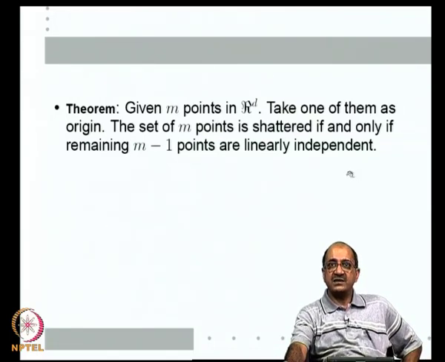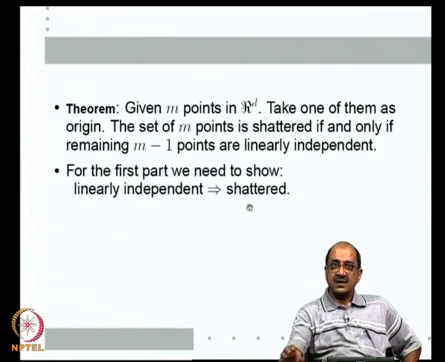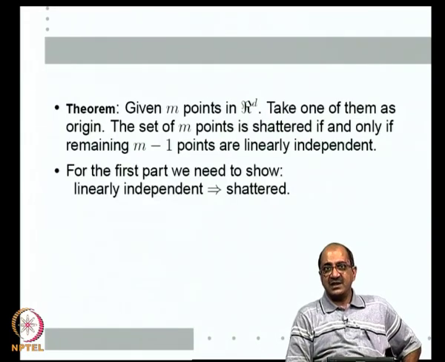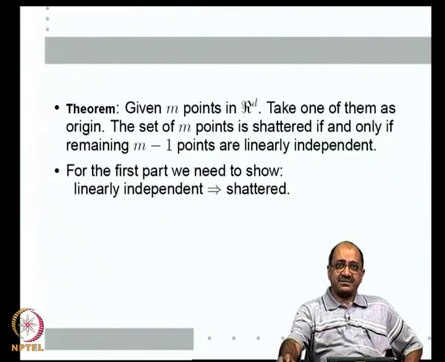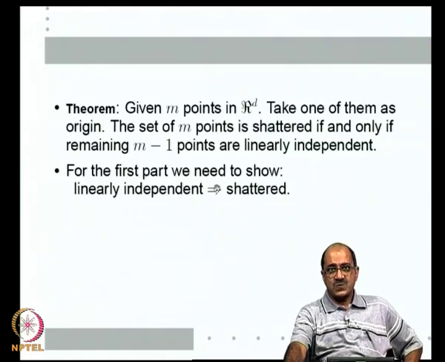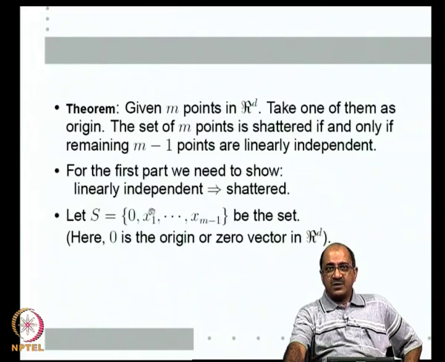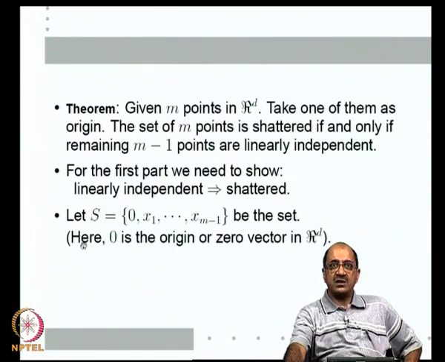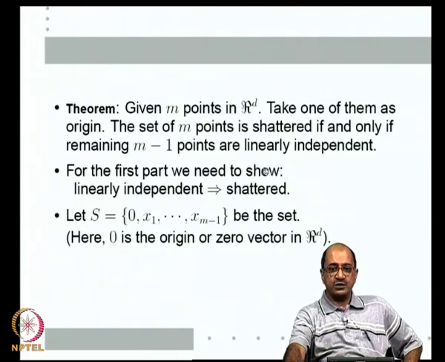The set of m points is shattered if and only if the non-zero m minus 1 points are linearly independent. To show this, because it is if and only if, I have to show that linearly independent implies shattering, and shattering implies linearly independent. For the first part, let us show that linear independence implies shattering. We are given a set of points: 0 and m minus 1 points, let us call them x1, x2, up to x_{m-1}. This is going to be the set throughout this proof. Here 0 is the origin, or the 0 vector in R^d.